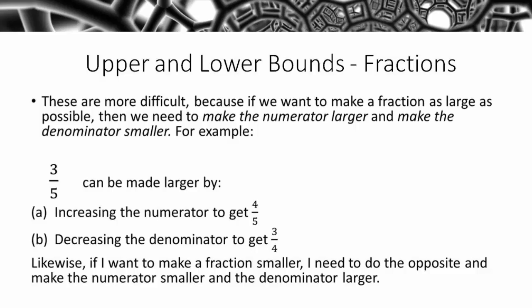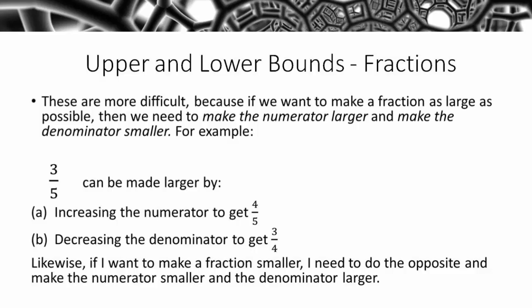So the example I use here is 3/5. If I want to make it larger, I can increase the numerator by 1, making it 4/5. That's certainly larger than 3/5. But also to make it larger, I could decrease the denominator to get 3/4. 3/4 is clearly bigger than 3/5 because 3/5 is 0.6 and 3/4 is 0.75. So you must remember, if you're ever dealing with upper and lower bounds and your formula is a fraction, you need to make sure that you're making the numerator larger and denominator smaller to make the overall fraction larger. And likewise, if you want to make the whole formula smaller, then you need to do it the other way around.